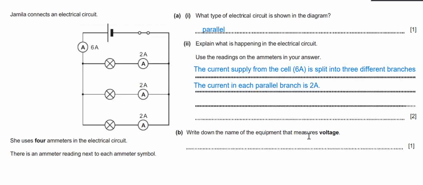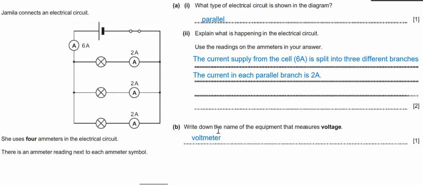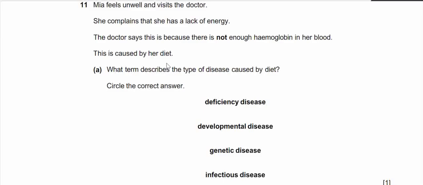Alright, let's check out the answer, guys. So it's a voltmeter to measure the voltage. Next, number 11. Mia feels unwell and visits the doctor. She complains that she has a lack of energy. The doctor says this is because there's not enough hemoglobin in her blood. This is caused by her diet. Question A. What term describes the type of disease caused by diet?